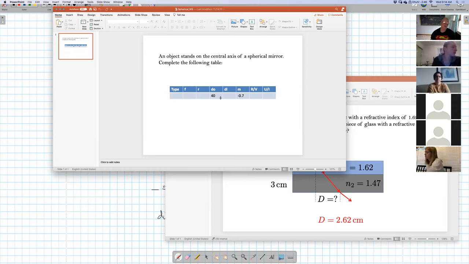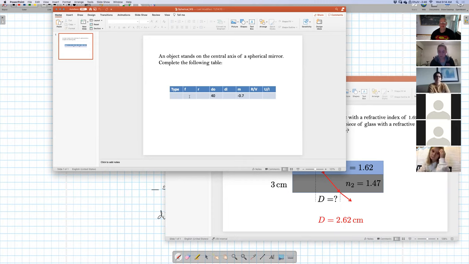This is 40, or whatever units this is. This could be centimeters or meters or whatever. And we're told the magnification is equal to negative 0.7. From here, we have to fill in everything else. We want to know what type of mirror this is. Is this a convex mirror or is this a concave mirror?